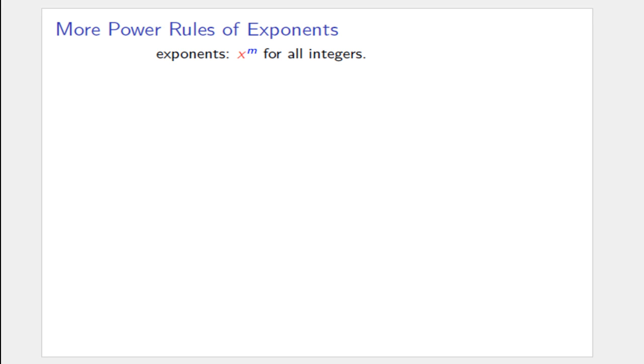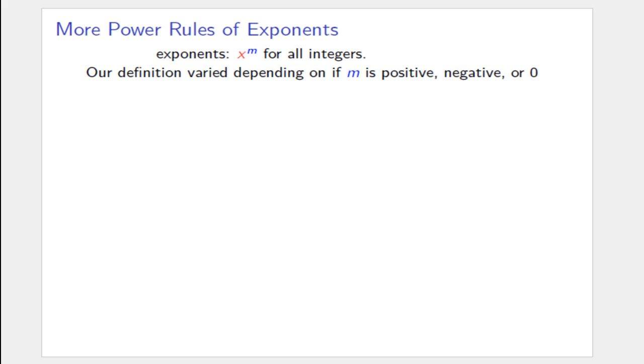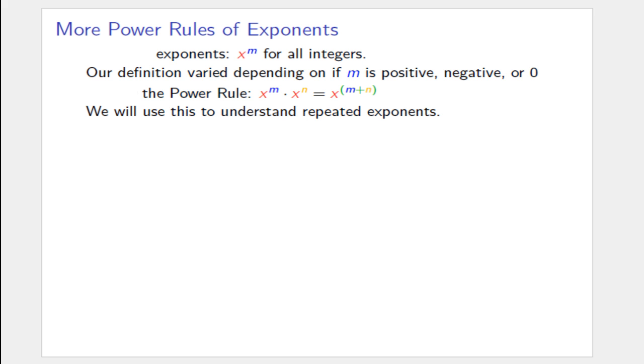So far, we have defined exponents x to the m for all integers. Our definition varied depending on if m is positive, negative, or 0. And we saw the power rule, which said that x to the m times x to the n equals x to the m plus n. We will use these to understand repeated exponents.